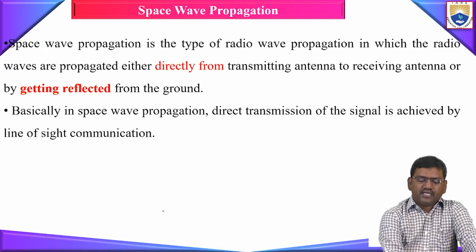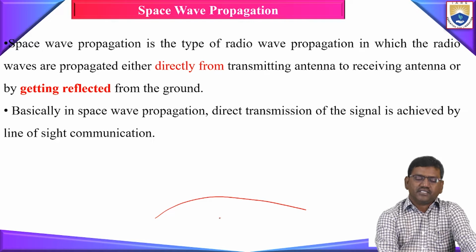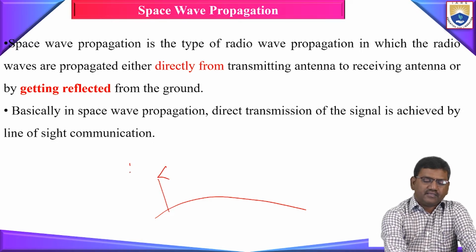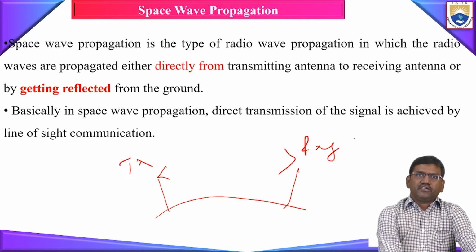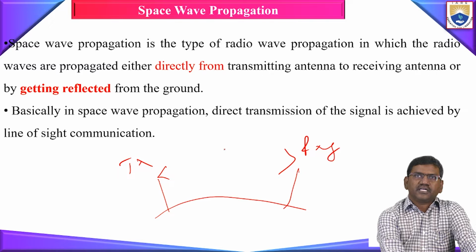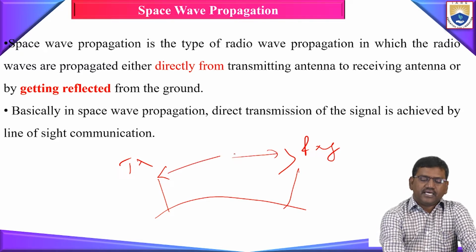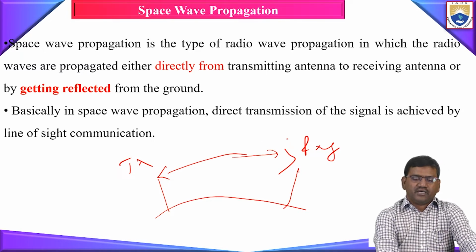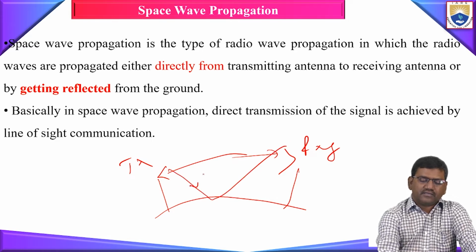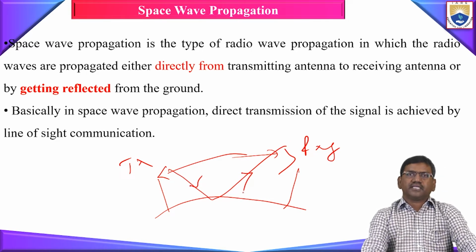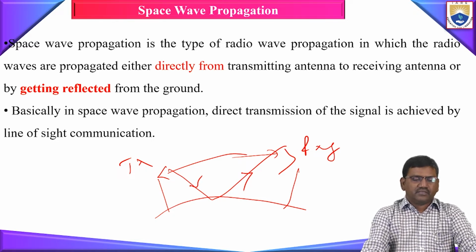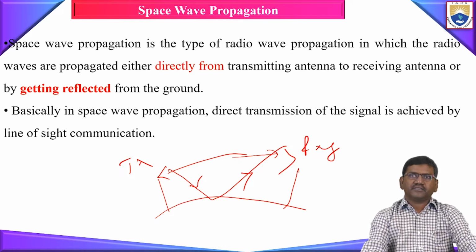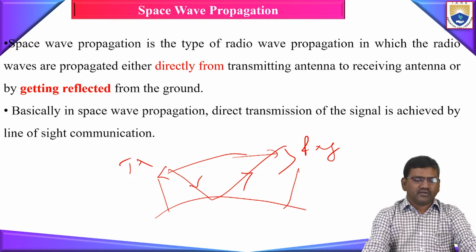You can see here the Earth. This is the surface of the Earth, and if we consider this as a transmitting antenna, and this as the receiving antenna, some electromagnetic waves are directly passing from the transmitting antenna to the receiving antenna, and this we call a direct wave, and some electromagnetic waves are getting reflected from the ground. Some are striking the surface of the Earth, and again they are reflected back to the receiving antenna. So the space wave propagation has two paths. One is the direct path and one is the indirect path, which is known as reflection from the ground.